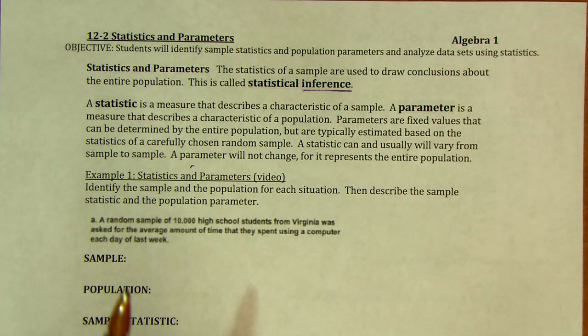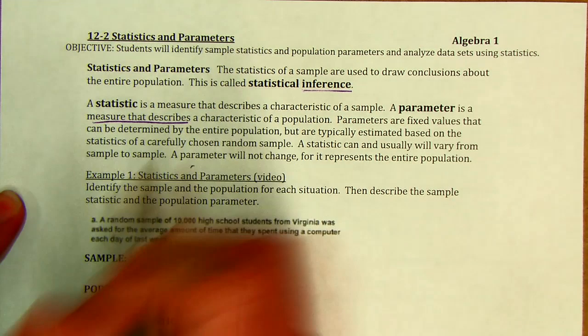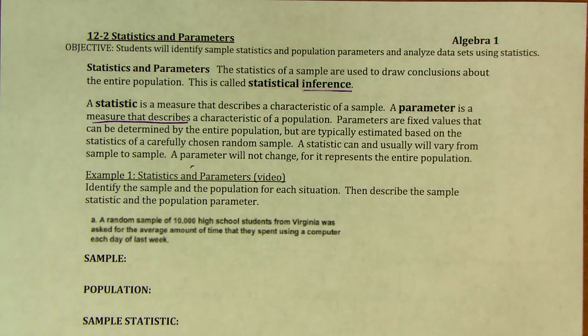So parameters are fixed values that can be determined by the entire population, but are typically going to be an estimation based on carefully chosen samples because, again, it is almost impossible to calculate it with every single member in a population. Statistics can usually vary from sample to sample, but hopefully if it's a good sample, it doesn't vary a lot. A parameter, on the other hand, will never change because it represents the entire population.